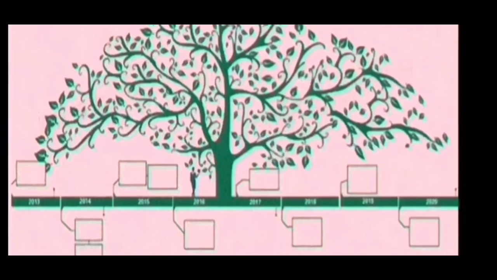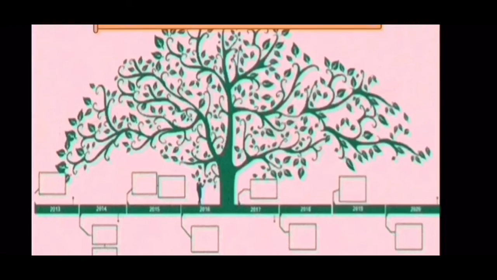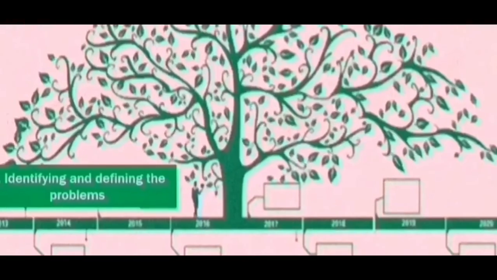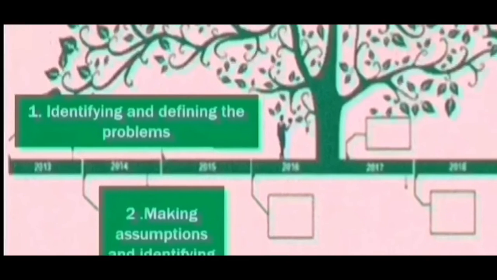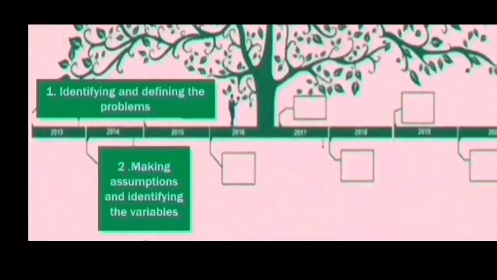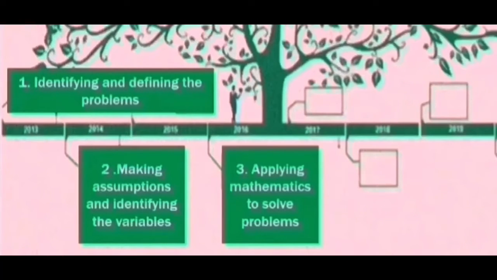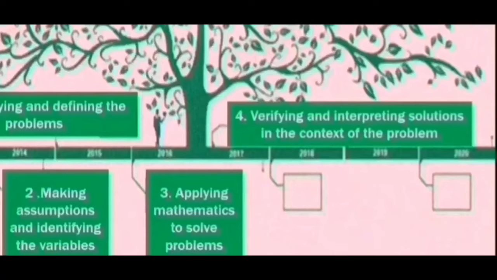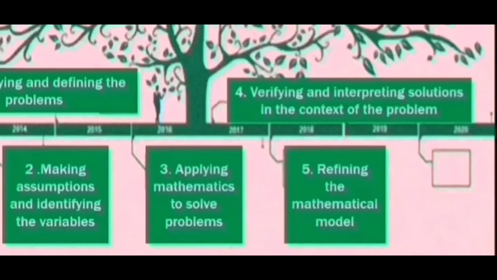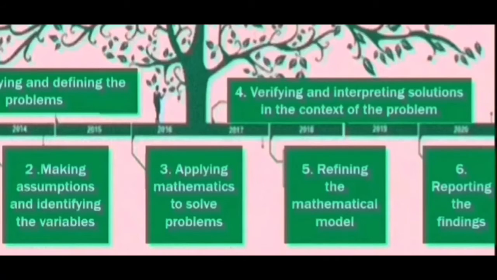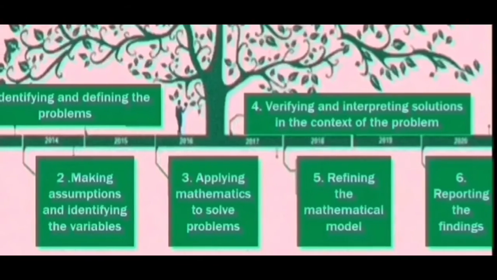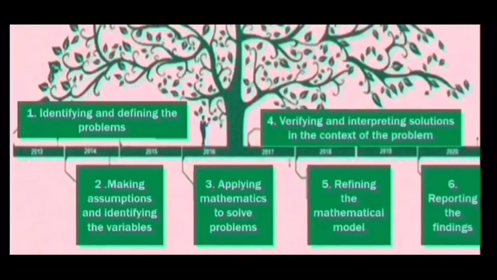There are 6 important components in mathematical modeling. The first one is identifying and defining the problem, making assumptions and identifying the variables, applying mathematics to solve problems, verifying and interpreting the solution in the context of the problem, refining the mathematical model. The last one is reporting the findings.